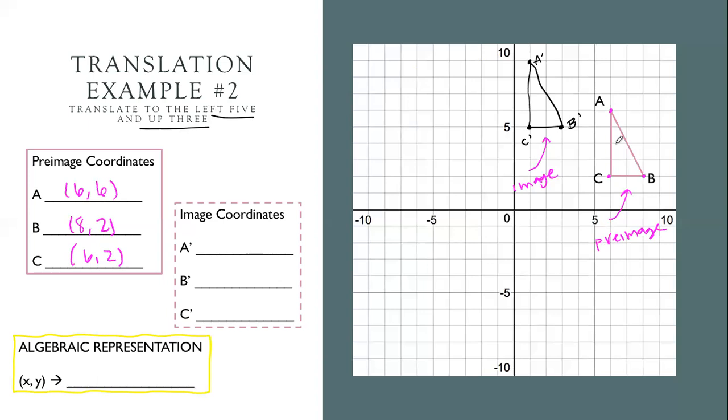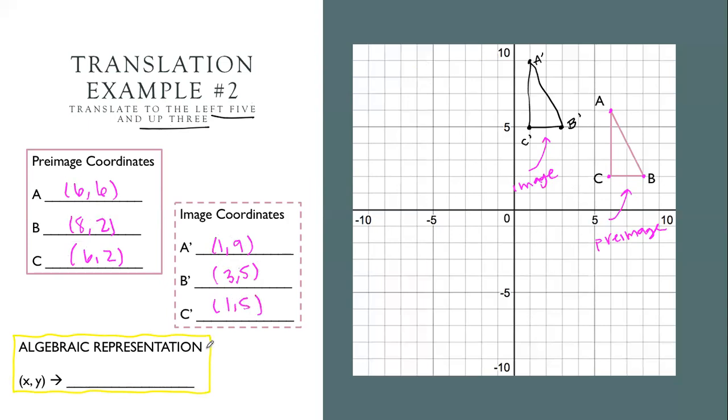So write it down on your paper. A prime, B prime, C prime. Okay, where's A prime? All right, where's C prime? I mean, sorry, not C prime, B prime. 3, 5, and where's C prime?